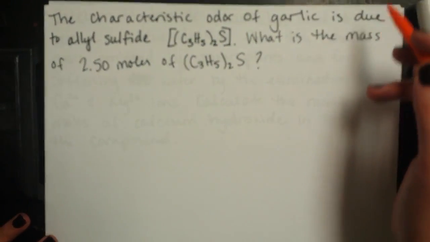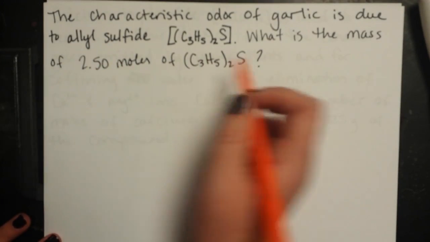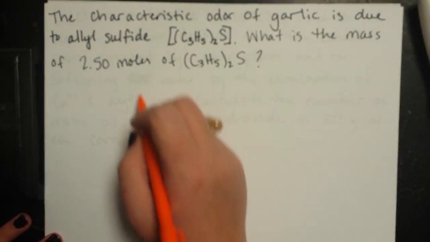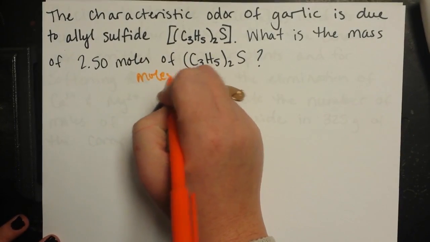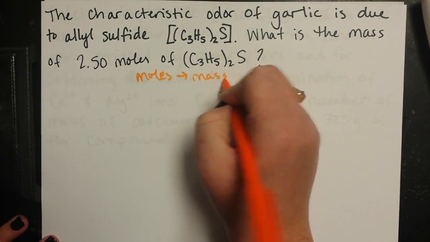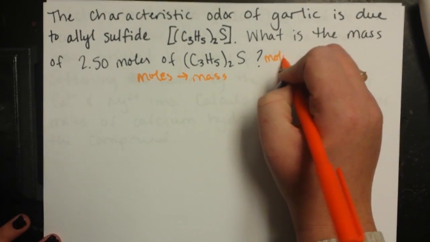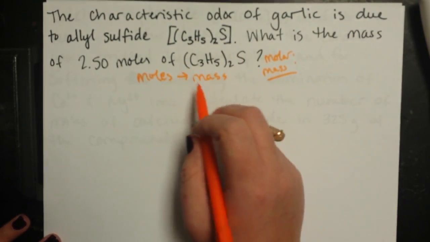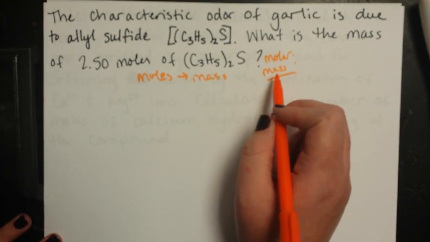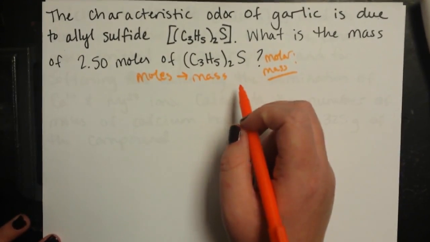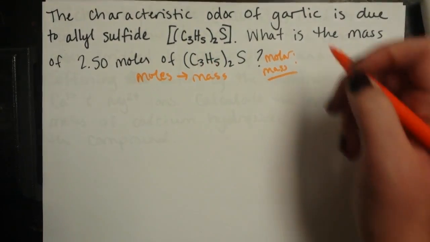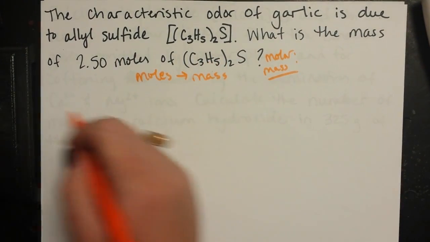Cool fact about it, but let's just say that we know the number of moles of allyl sulfide we have, and we want to find the mass. Here I'm going from moles to mass, which means that I definitely want my molar mass. However, this is a compound, so in order to get the molar mass, I can't just look at the periodic table and write down a number like I was before. Instead, I have to actually calculate it. So let's go ahead and calculate the molar mass of this compound.